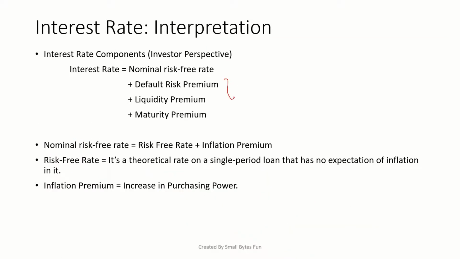Okay, so these are basically the 3 fundamental risk factors that add to the premium of interest rates. This we have already seen: default risk premium, liquidity premium, maturity premium. A premium will be charged on the interest rate. Now the first factor, the nominal risk-free rate, is something new that you're seeing on this slide for the first time. Nominal risk-free rate is nothing but risk-free rate plus the inflation premium. Now risk-free rate is basically a theoretical rate.